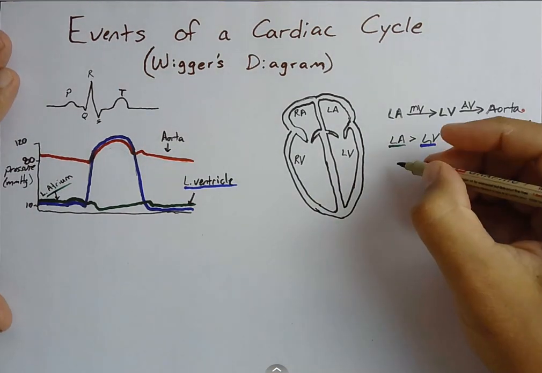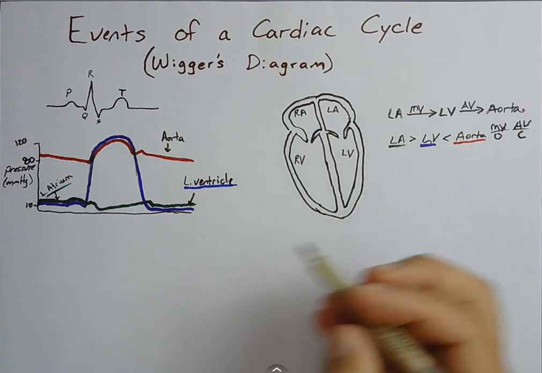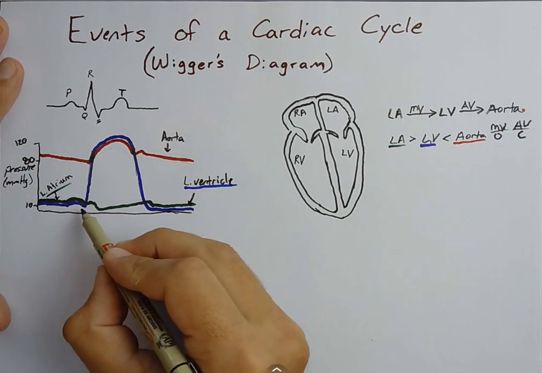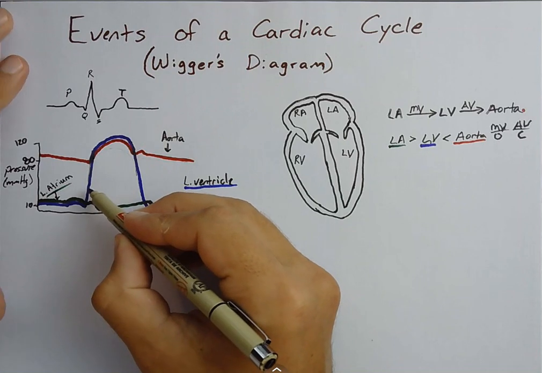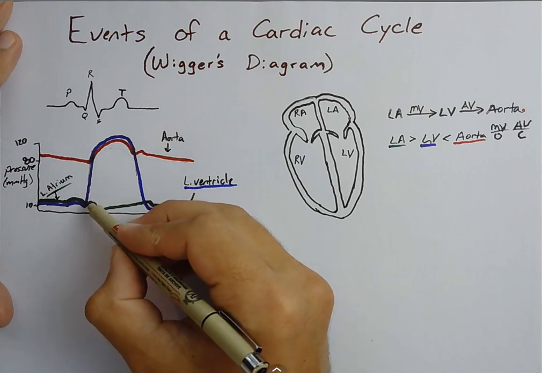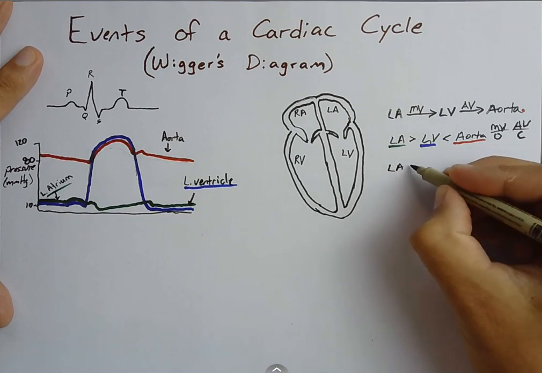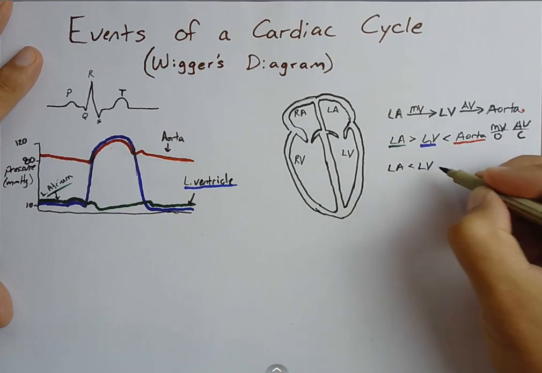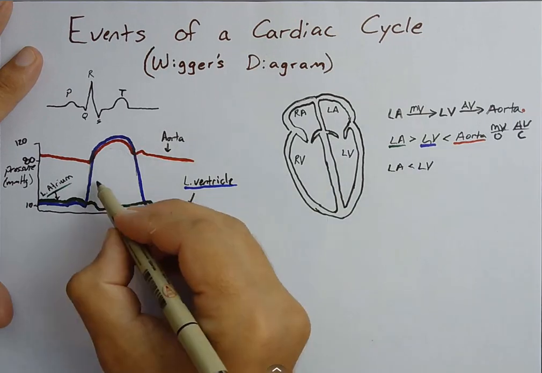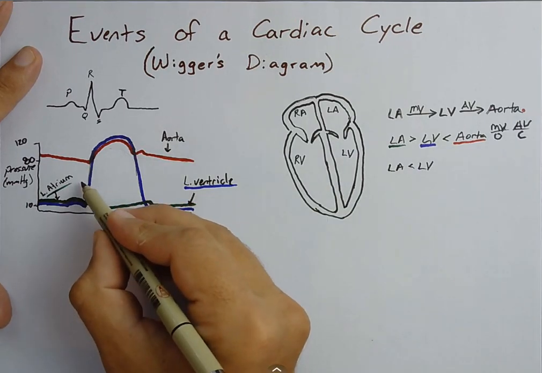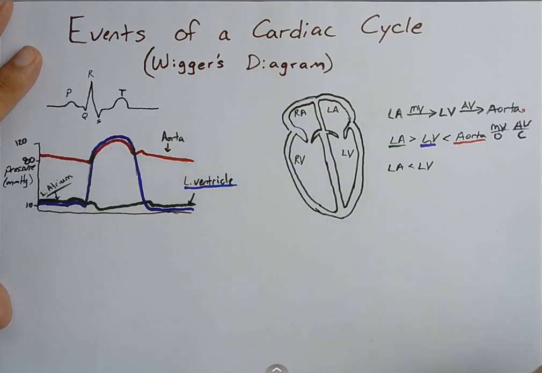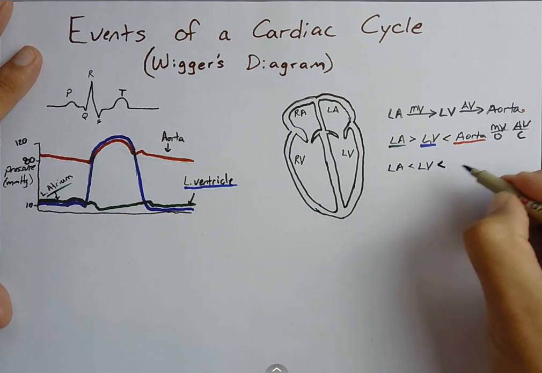What's going to happen now as the heart starts to contract? What's going to happen as ventricular pressure starts to increase right here on the curve? Well, the left atrial pressure will become less than the left ventricular pressure. But right here on the curve, left ventricular pressure is still less than aortic pressure.